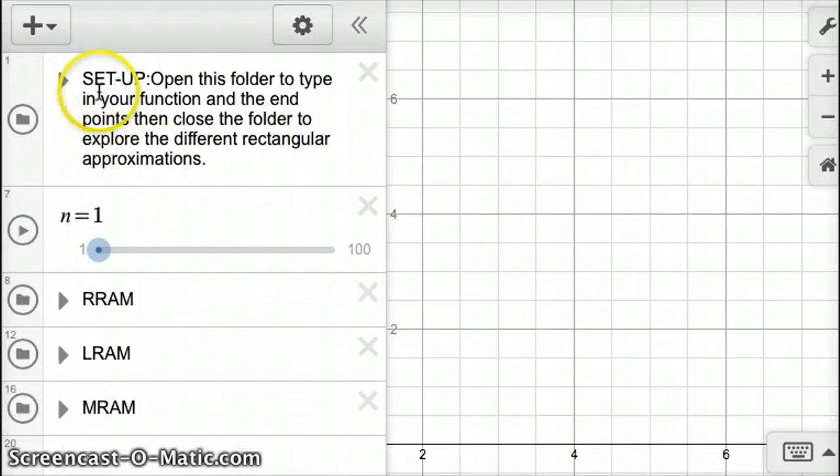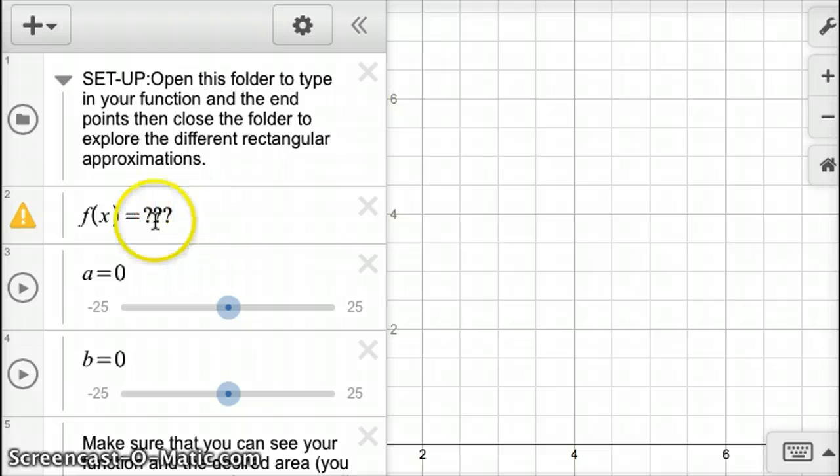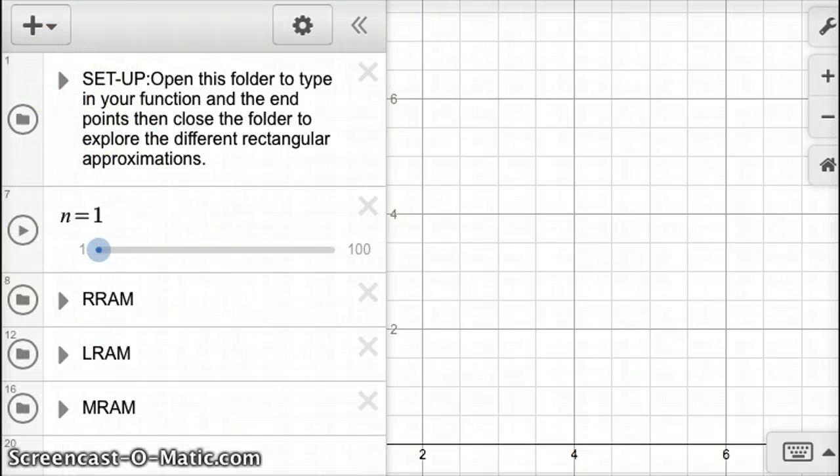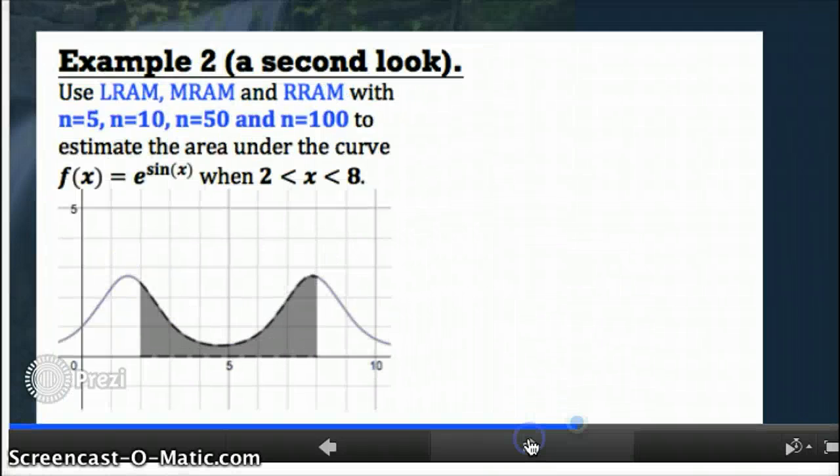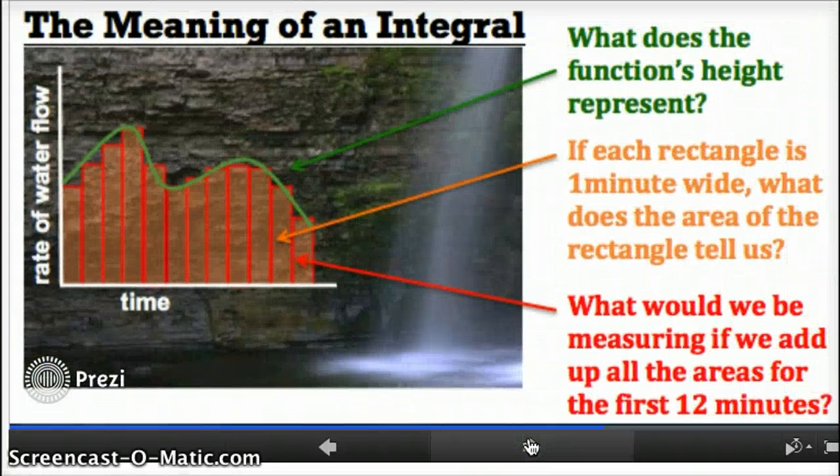For different functions, you just go to Setup and put a different function in, change your values to use this. But let's move on to the real point here. Remember, we were supposed to be talking about integrals in the real world. So let's talk about the example that I use as the background page for this unit.